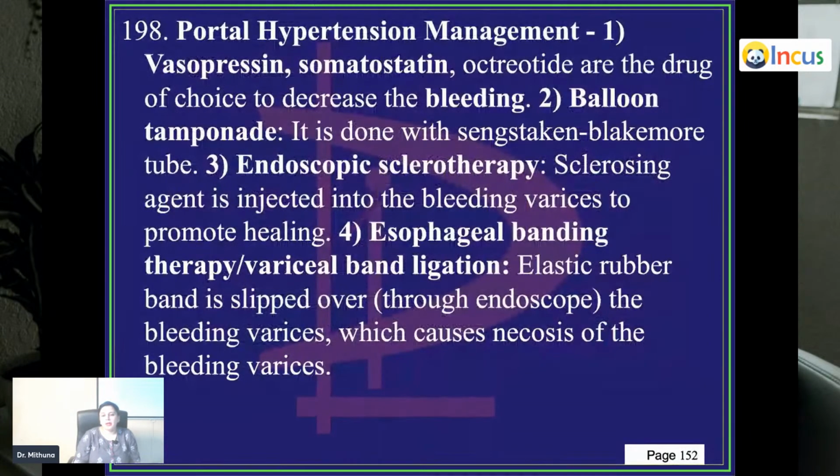What is the portal hypertension management? It's a hypertension. You're supposed to decrease that. You'll give vasopressin, somatostatin, octreotide. These are the drugs used to decrease the bleeding.